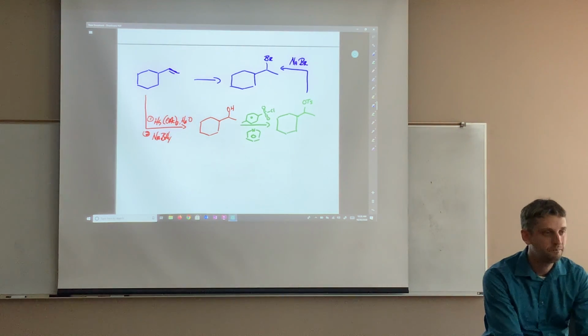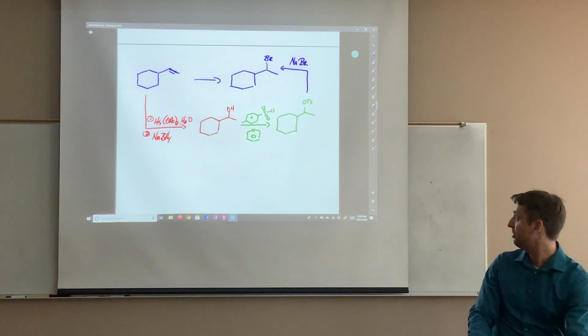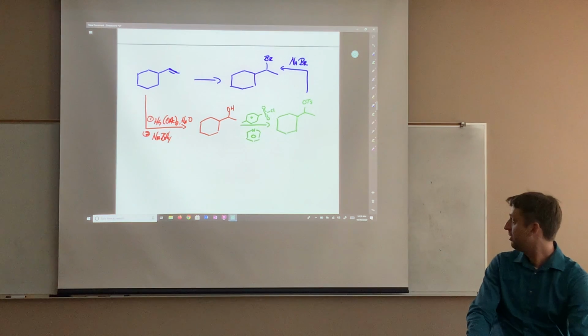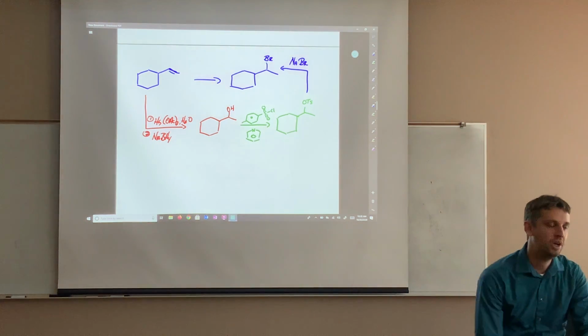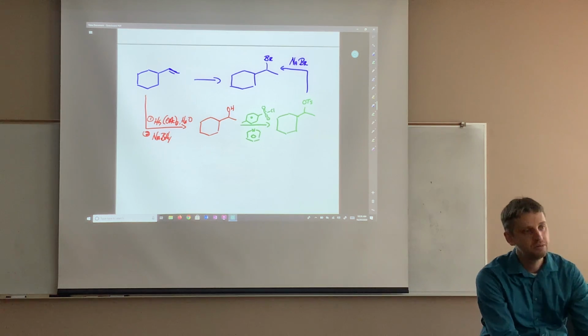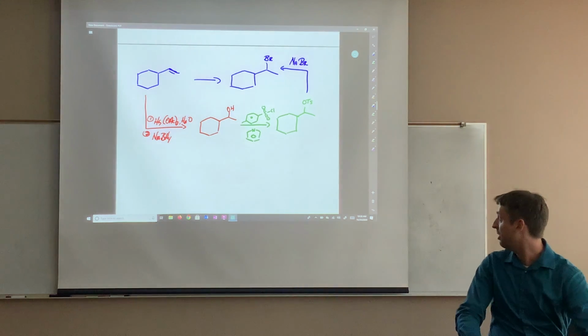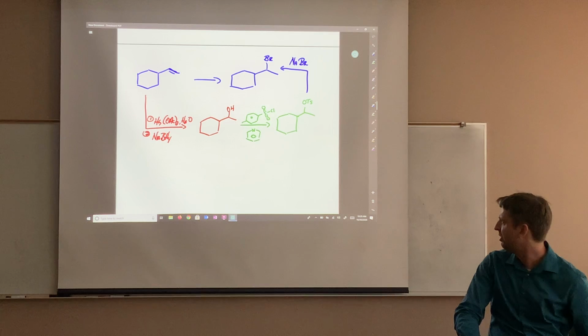Should we draw the arrows for all this, or do we just draw the mechanisms? Yeah, you could draw the mechanisms for these. How do we draw the mechanism with the mercury salt on top? Yeah, we don't do that. I'll never ask you to draw that mechanism. But you guys could do the mechanism for the other ones. I think we did them all in class, didn't we?